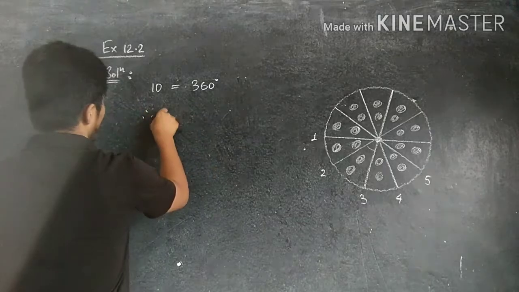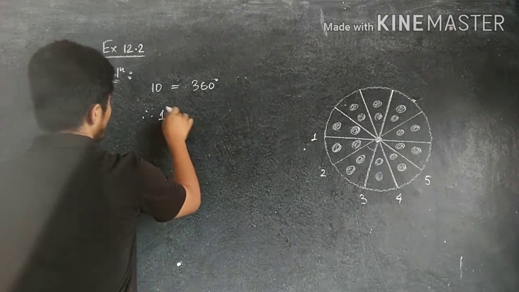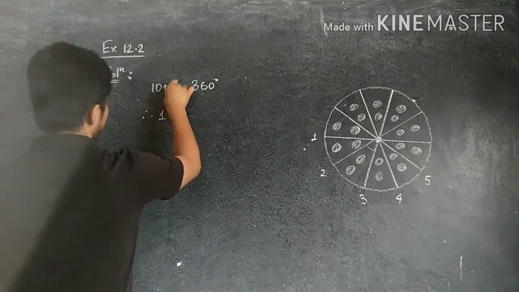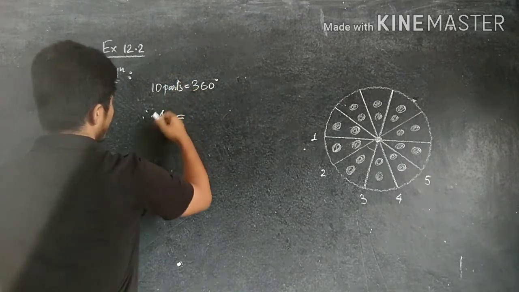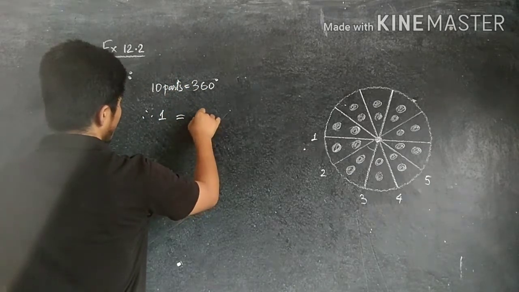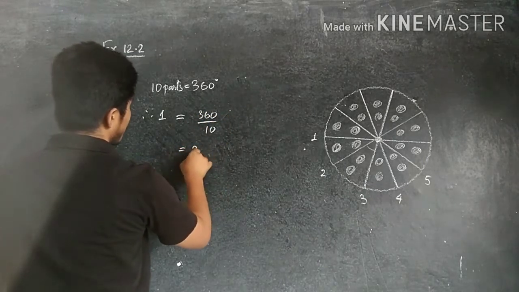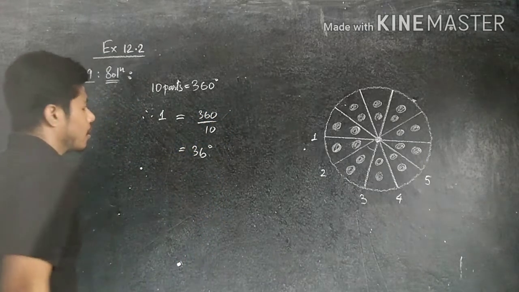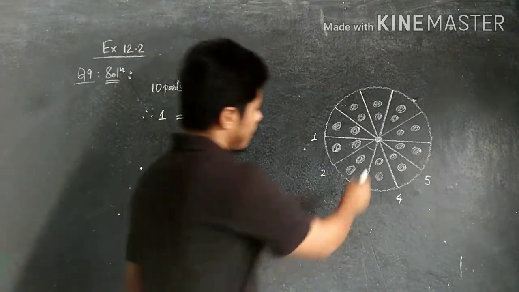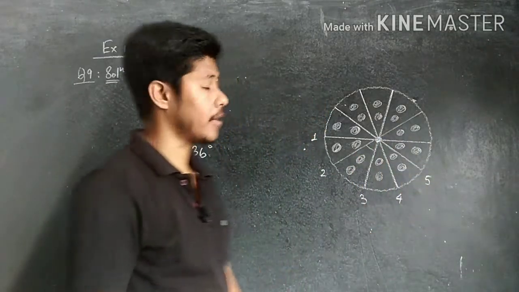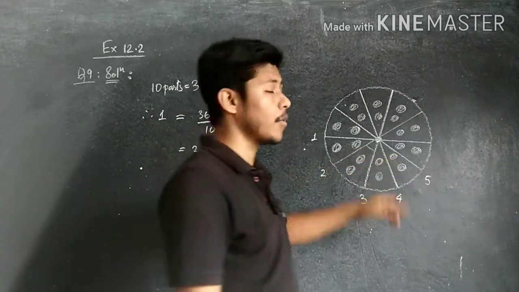Therefore one part equals how much? Here 10 parts equal 360 degrees. So one part equals 360 by 10, that means one part equals 36 degrees. This type of question we have already done. So the angle here, how much do we get?